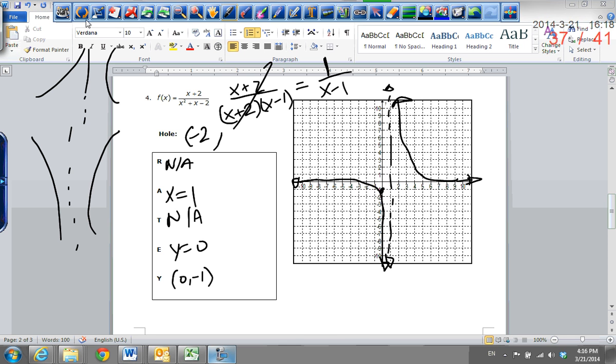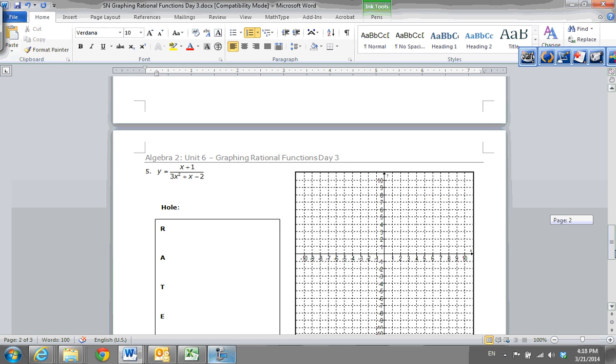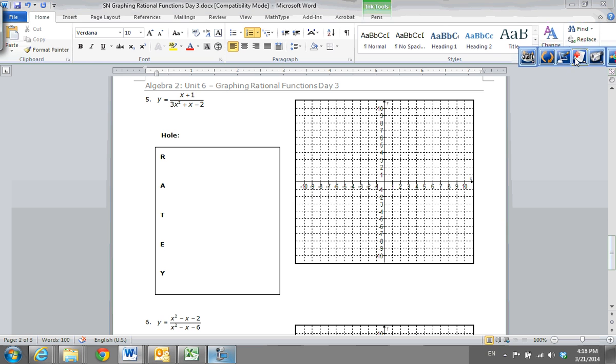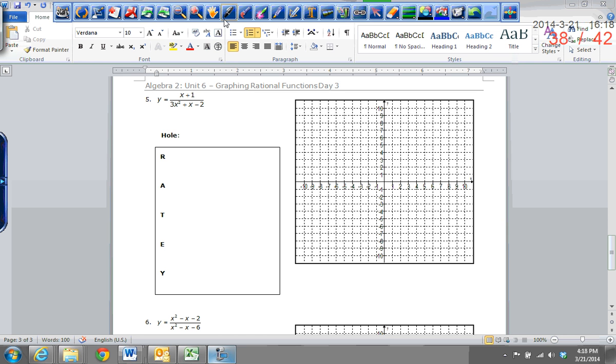All right. Number 5. Same idea, factor that. Now this one's a little tricky because you got something other than 1 for A. So I'm just going to go ahead and do it for us. So it's x plus 1 and, oops, sorry, 3x minus 2. So the x plus 1's cancel out, and I get 1 over 3x minus 2.